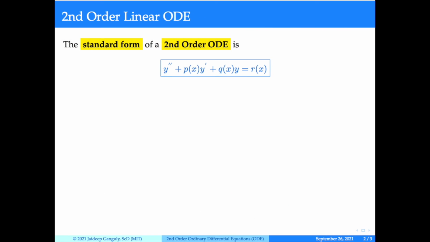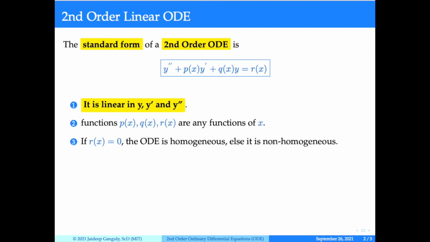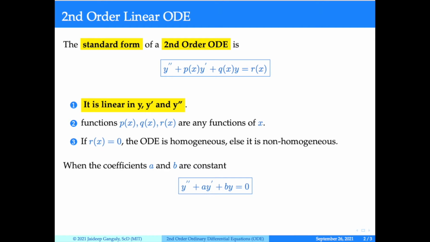We begin by studying the standard form of a second-order, ordinary differential equation. It is linear in y, and its derivatives p, q, and r are any functions of x. And as before, if the right-hand side is 0, we call it a homogeneous equation. We now consider the case where the coefficients of the ODE are constant.